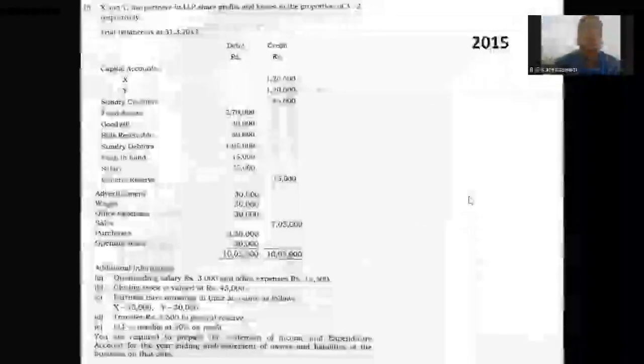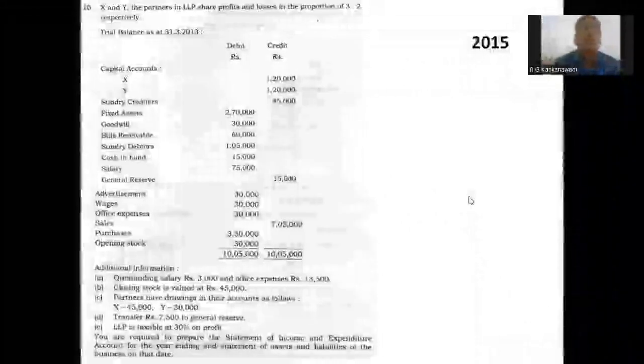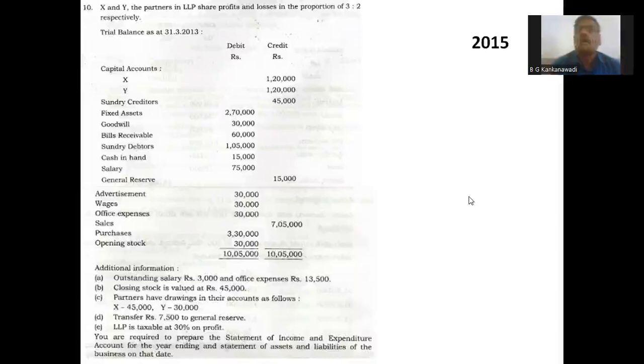Okay, now you will see the problem from 2015 question paper. In 2015 question paper, question number 10 is connected with limited liability partnership. And in this problem, X and Y are partners. They share profits and losses in the ratio of 3:2.